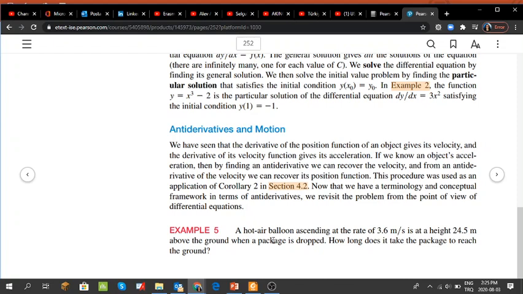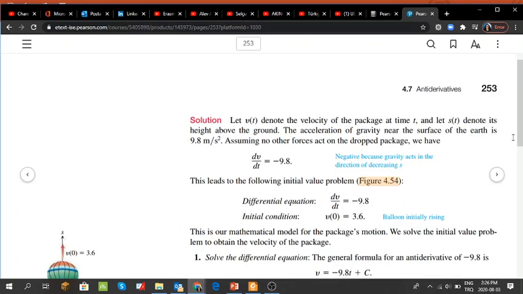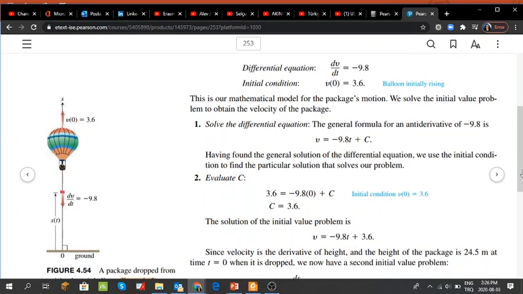Okay, a hot air balloon that's going up, and the speed is 3.6 meters per second, and it reaches 24.5 meters above the ground, and a package is dropped. How long does it take the package to reach the ground? That's the question. And I'm going to go through the solution together with you, okay? Let's see. You can see the picture down here.